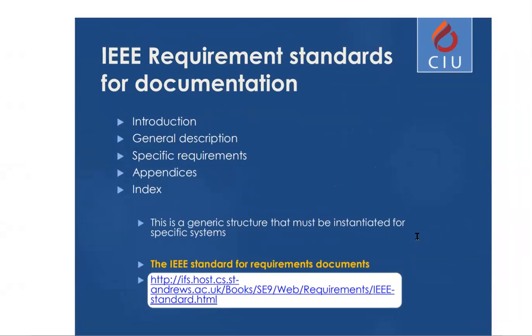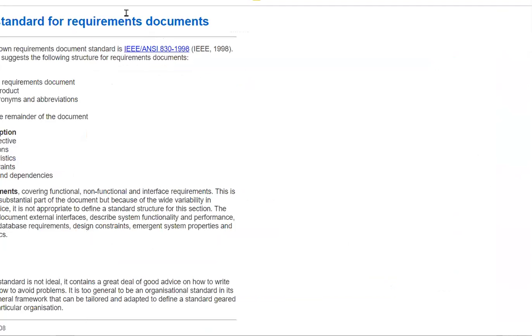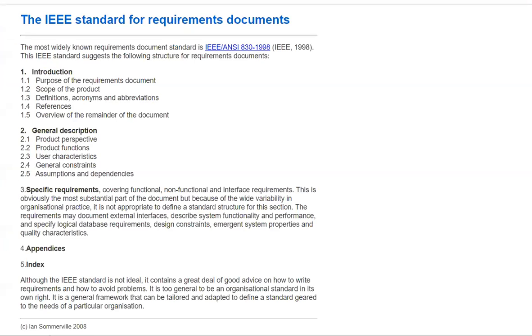Luckily, we have some examples in which we can see a generic structure of what could be done. I hope this works. Yes, it does. So you know IEEE, I guess.